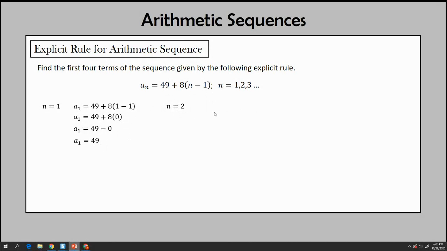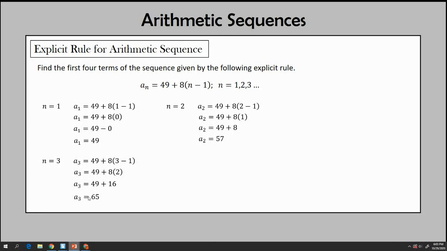Second term, 49 plus 8 times 2 minus 1. We're going to put 2 in place of the n's, and we get 57. Just working the math here, right? Third term of the sequence, substitute 3 in place of n. 49 plus 8 times 3 minus 1. 49 plus 8 times 2, 49 plus 16, 65.